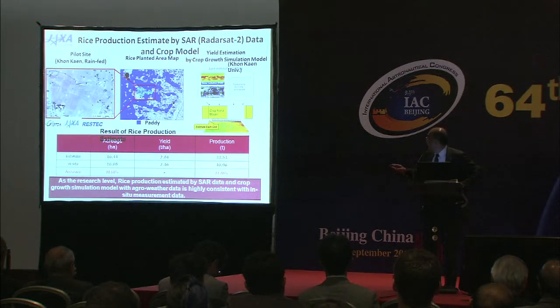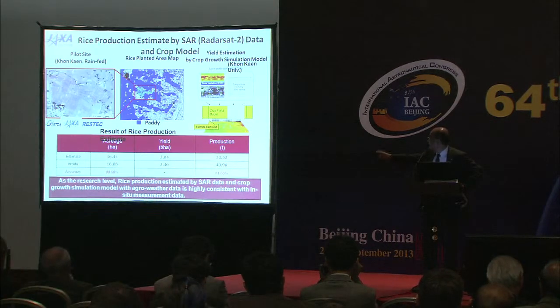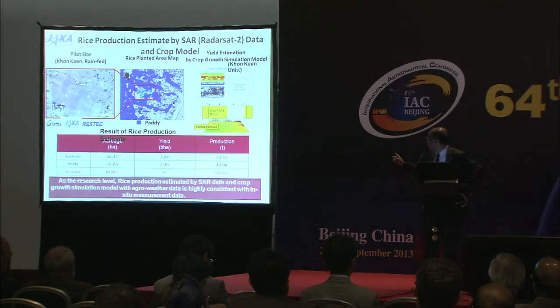And in situ data, the actual measurement of the crop yield, is 2.46. So it's simply to multiply this average yield by the area, and we can get the information of production in this area. The estimation is 33 tons, and the in situ is about 40 tons.